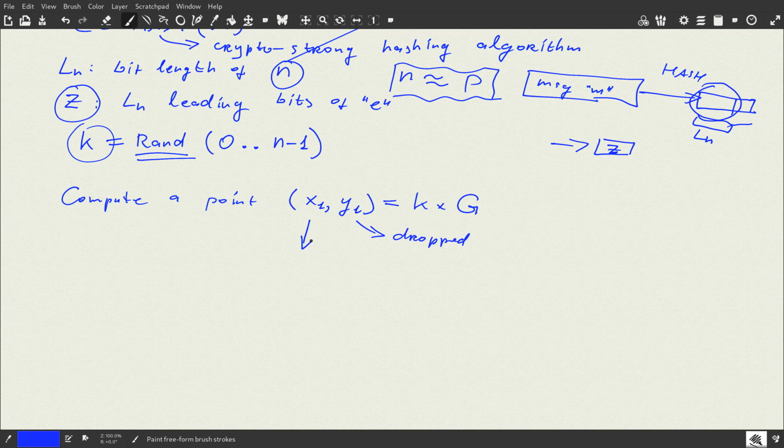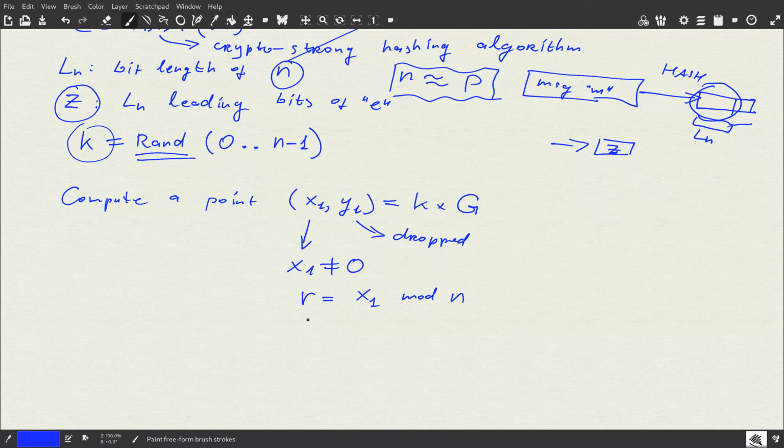is processed further. We want this x1 to be non-zero. If it is 0, we just reiterate our generation and take another one. Say it is non-zero. Then we compute R, which is simply x1 modulo n.